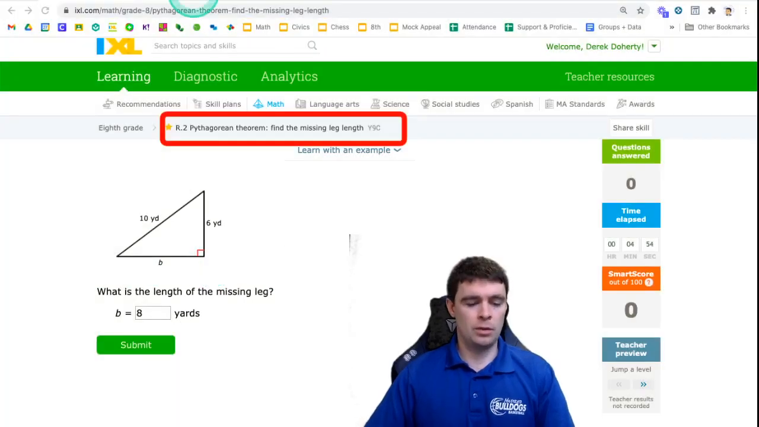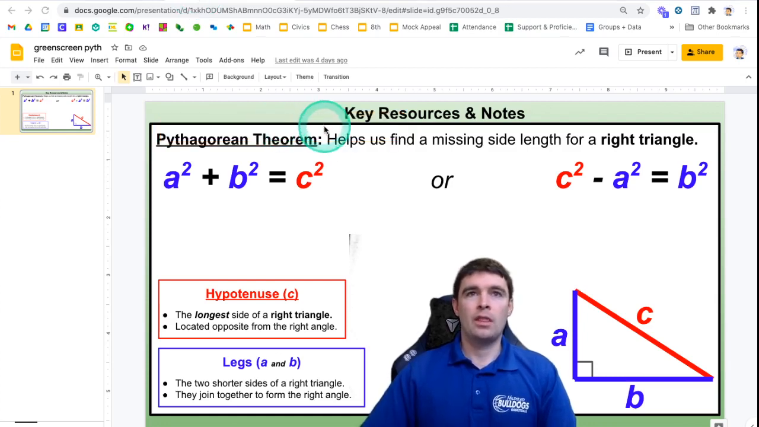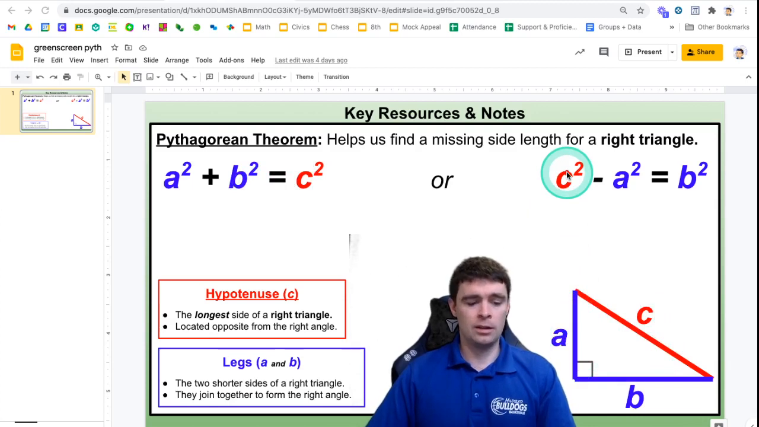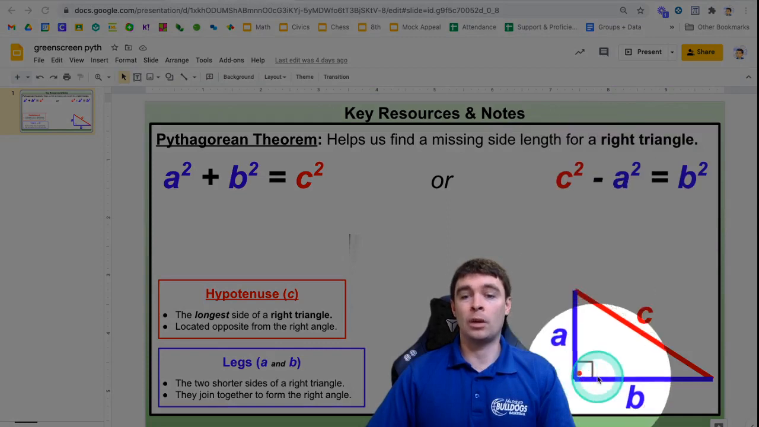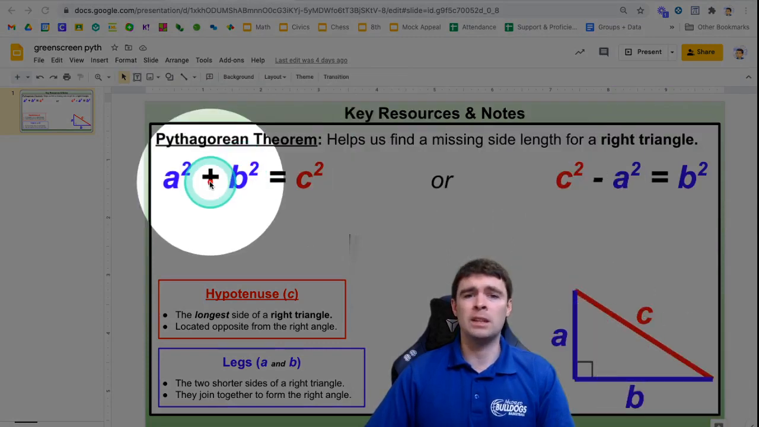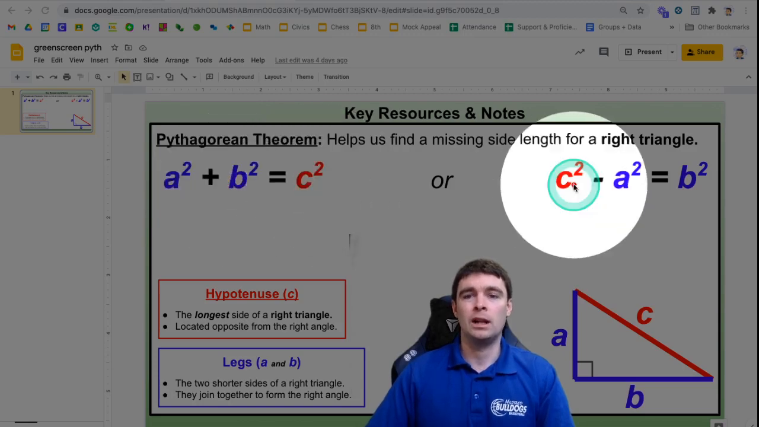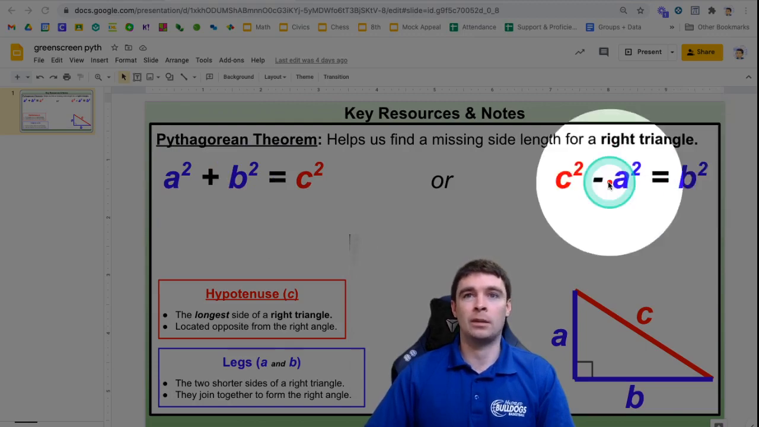I'm going to jump over to my notes for a second here and highlight quickly that when I knew the two short sides, a squared plus b squared equals c squared was helpful. But now that I know the long side, c, and one of the legs, and I want to find the other leg, this formula right here, c squared minus a squared equals b squared, is a lot better to find one of the legs. These equations are equivalent, they mean the same thing, but this version is easier to find the hypotenuse because c is all by itself. And this version is a lot easier to find one of the little legs because b is already isolated by itself.